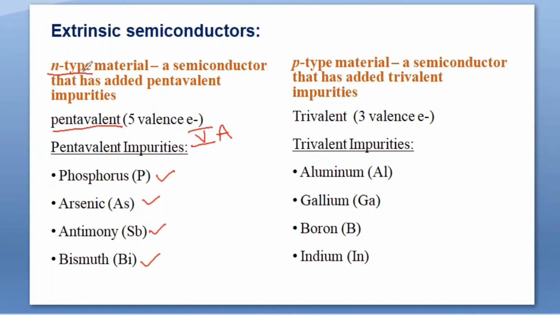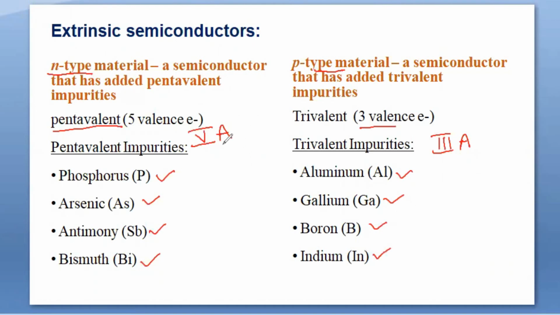is called N-type material. Whereas in P-type material, trivalent impurities are added. Trivalent impurities means those having 3 valence electrons. In the periodic table, mostly 3A group elements are used in doping to form P-type material. Examples of these trivalent impurities are aluminium, gallium, boron, indium, etc.